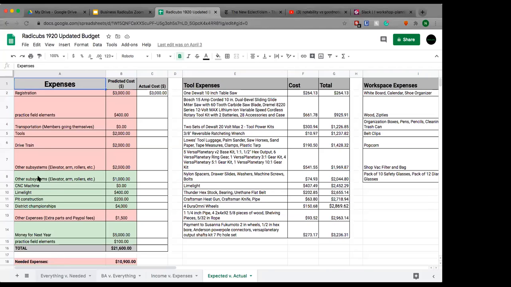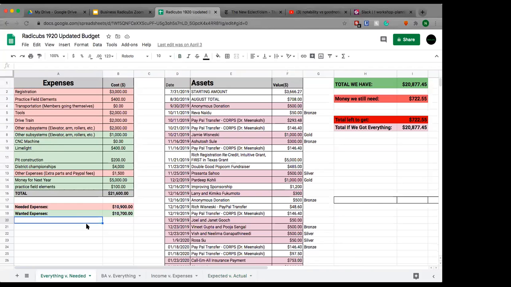So the first sheet is for the 2019-2020 updated budget, but this is everything versus what we need. This is our expenses, which is what we thought our budget was going to be, and then the assets we've made. So this is every time we've gained money. We don't include liabilities, so anytime we've spent money, this is just what we've gained, so we can ensure that we know that we've reached our goal.